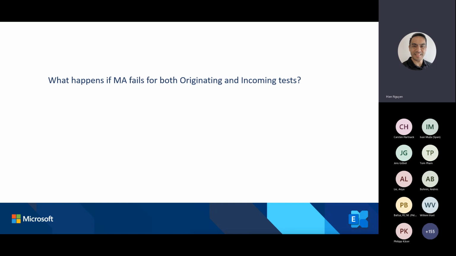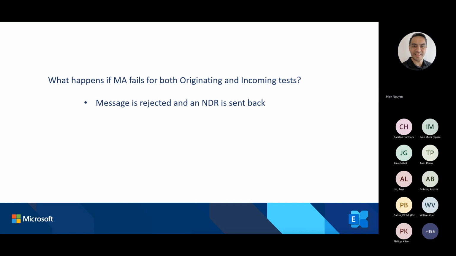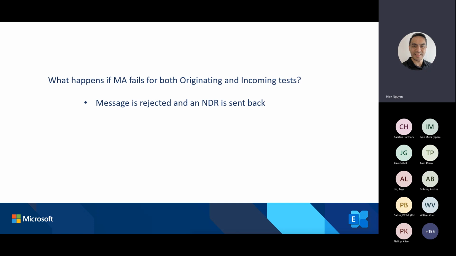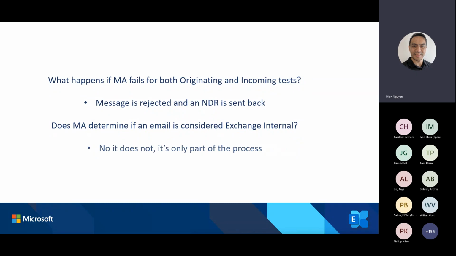Cool. So what happens if message attribution fails for both originating and incoming? Well, EXO will reject the mail because it's not an accepted domain when it fails incoming. The mail's recipient domain isn't in Exchange Online, so by default we'll NDR it. We don't own it. Does message attribution determine if an email is considered Exchange internal? No, it does not. It's only part of the process.